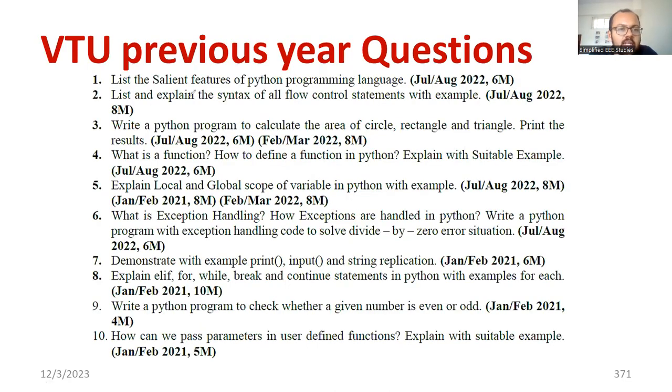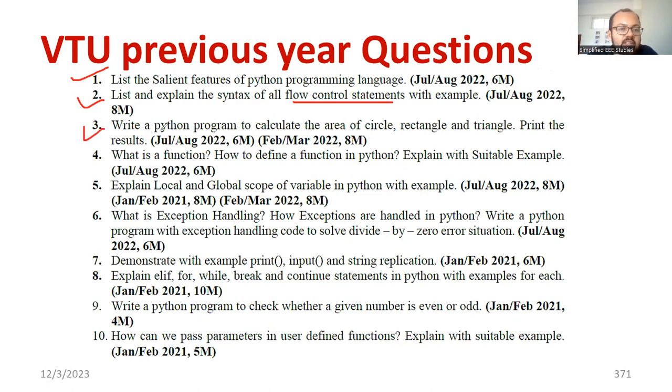First one is: list the salient features of Python programming. You can write what the salient features are, at least 6 points you can remember. Similarly, explain the syntax of flow control statements. What are the flow control statements? First mention what the flow control statements are. We require conditional statements, and loops are required. Okay, break and continue. So you have to explain in brief.